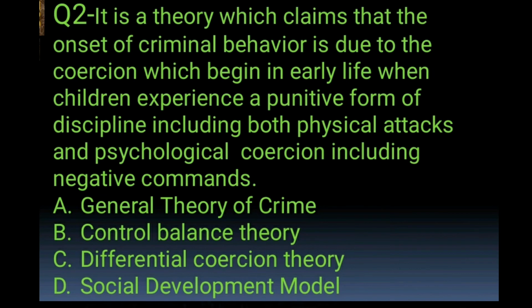It is a theory which claims that the onset of criminal behavior is due to coercion which begins in early life when children experience a punitive form of discipline, including both physical attacks and psychological coercion including negative commands. No? Letter A, general theory of crime. Letter B, control balance theory. Letter C, differential coercion theory, no? And letter D, social development theory.